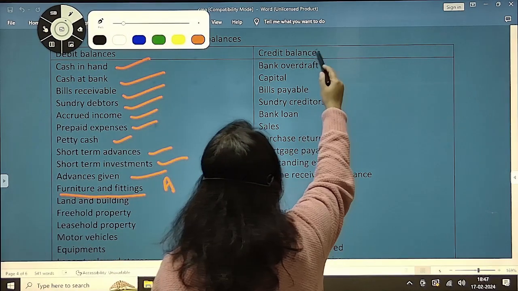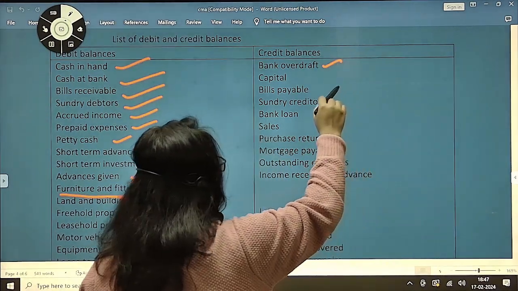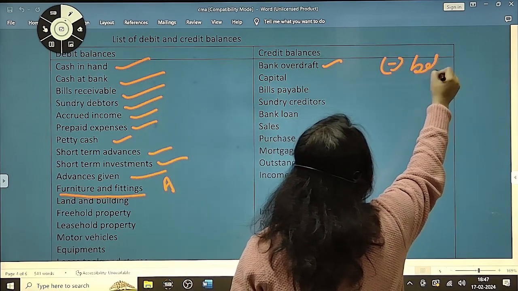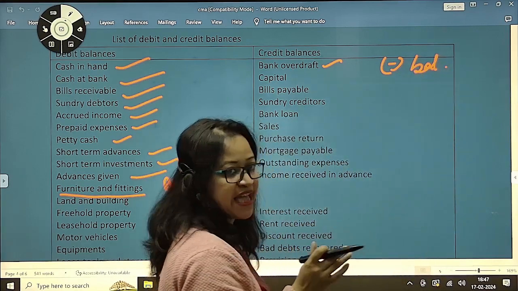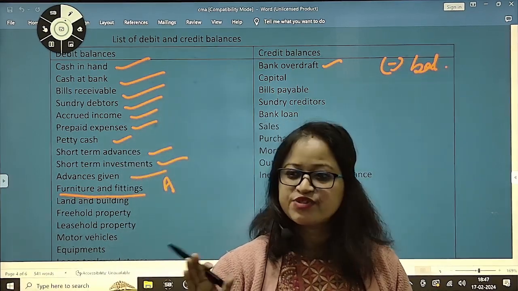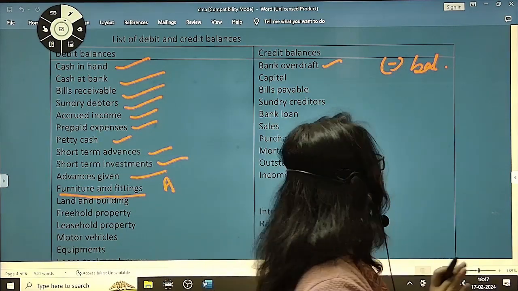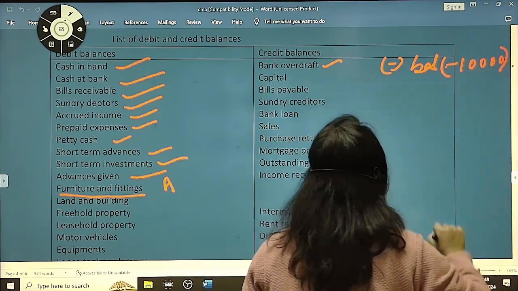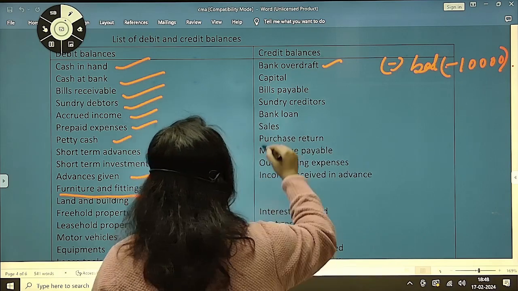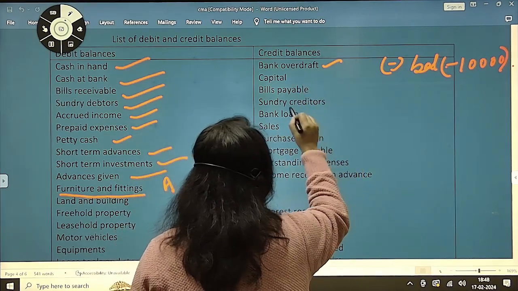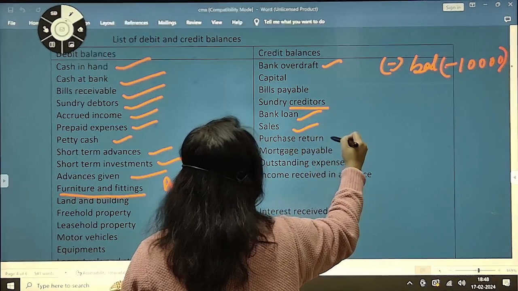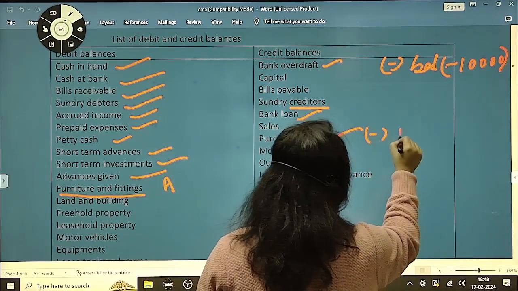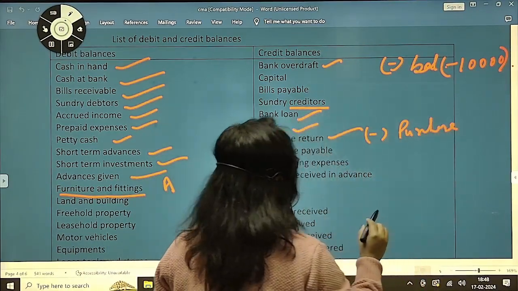In the credit balances you can see bank overdraft. So what is bank overdraft here? Suppose in the bank there is a minus balance. Generally in our bank account we have balances of 10,000, 20,000, 2 lakh, but whenever there is a minus balance, suppose in the business account there is minus 10,000, that is called bank overdraft. Then capital, bills payable, sundry creditors, bank loan, sales, purchase return. Purchase return is deducted from purchase. So what is purchase return all about?